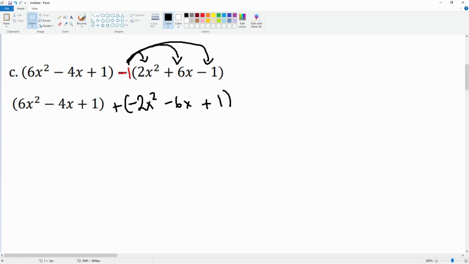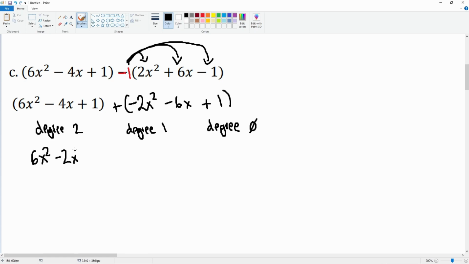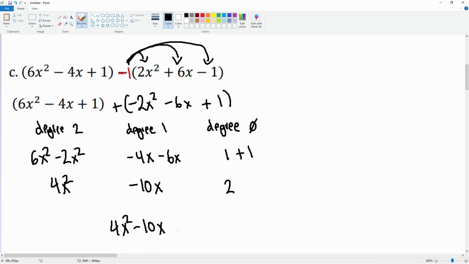Bring this down. Now we group them by like terms by degree. So this is going to be degree 2, degree 1, then degree 0. Standard form is by descending degree. Degree 2, 6x squared minus 2x squared. Degree 1, minus 4x minus 6x. Degree 0, 1 plus 1. 6x squared minus 2x squared becomes 4x squared. Minus 4x minus 6x is minus 10x. 1 plus 1 is 2. Your final answer is 4x squared minus 10x plus 2.